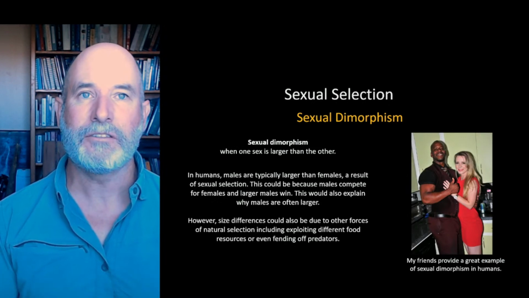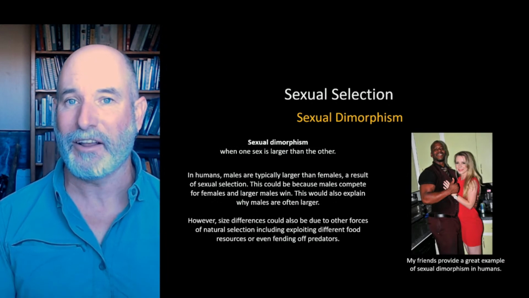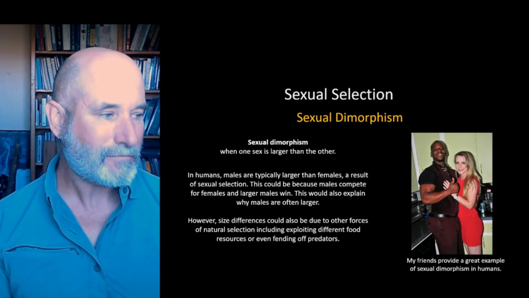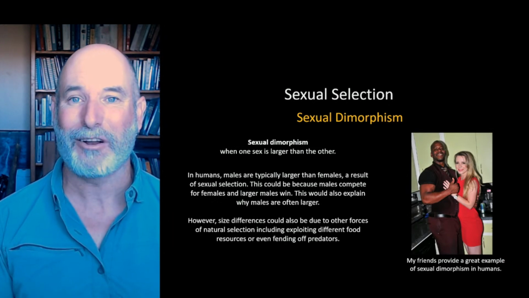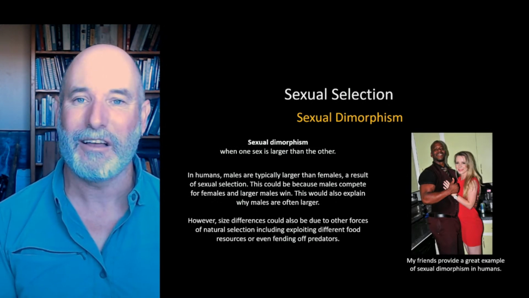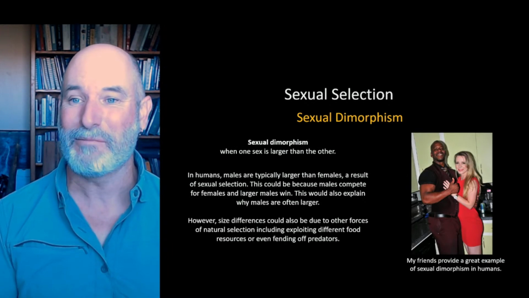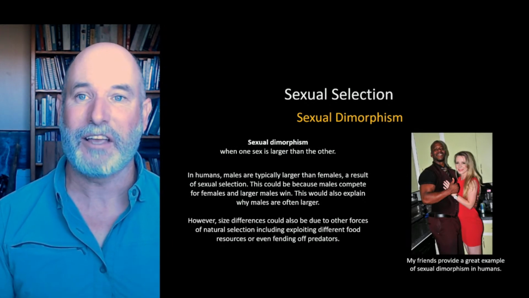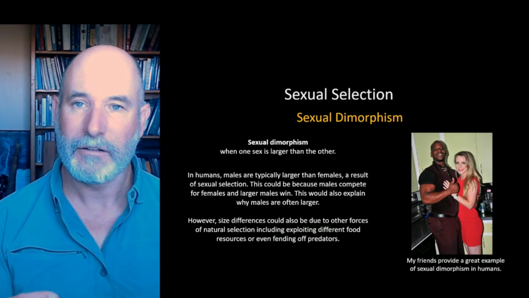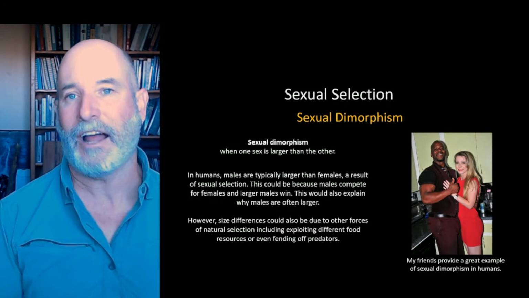In humans, males are typically larger than females, and my friends right here represent a very good example of sexual dimorphism in humans. My buddy was a linebacker. He played collegiate football as an outside and inside linebacker, and that's with his friend. As you can see, he's quite clearly much larger than she is. It's an extreme case of sexual dimorphism in humans, but in general, men are larger than females, and those size differences are due to natural selection.